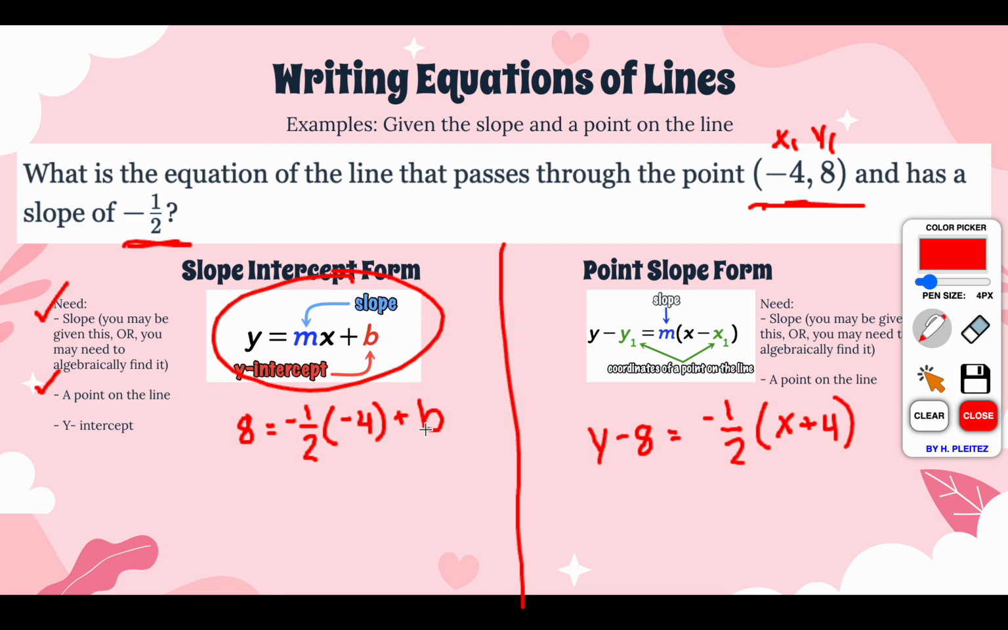Now that we've substituted, we'll be able to actually solve. So we have 8 equals, and if you do -1/2 times -4, you're going to get positive 2 plus b. Now we do some algebra and subtract 2 on both sides, and we get that 6 is our b value. So now we have our y-intercept, and we can rewrite our equation. y equals -1/2 x plus 6.